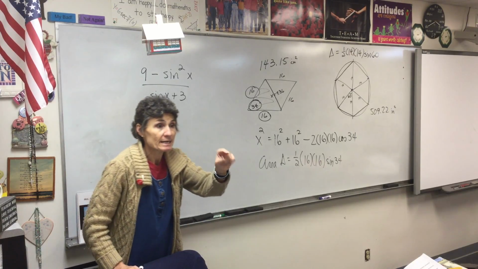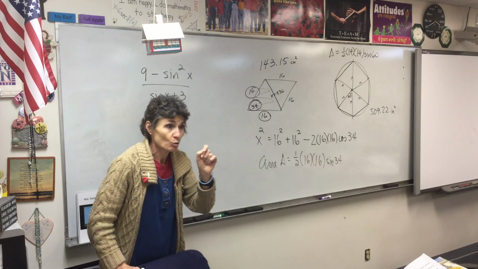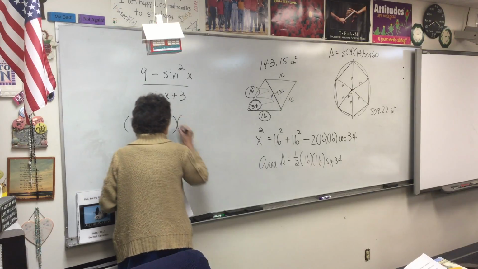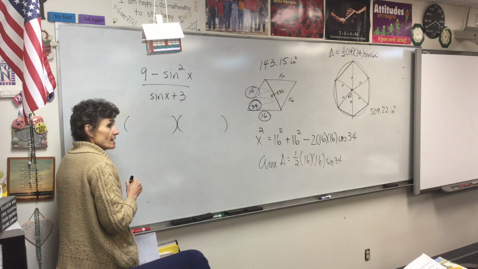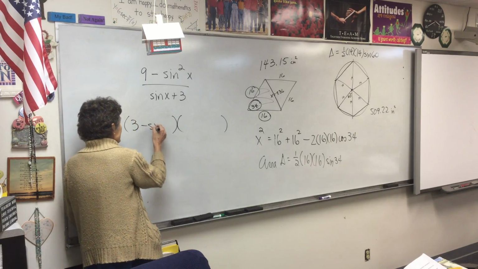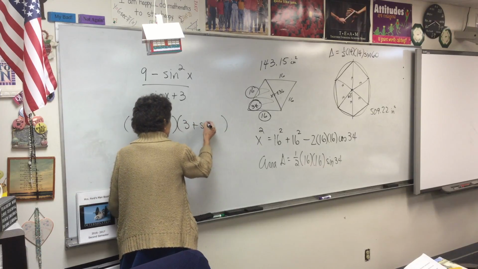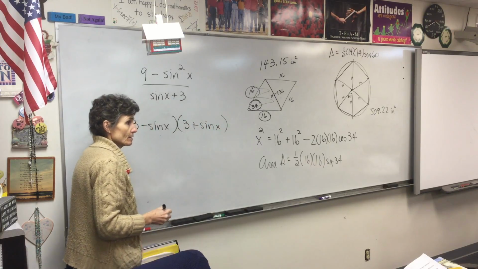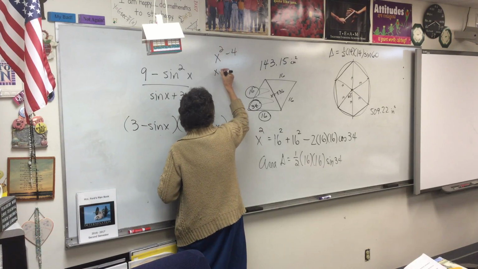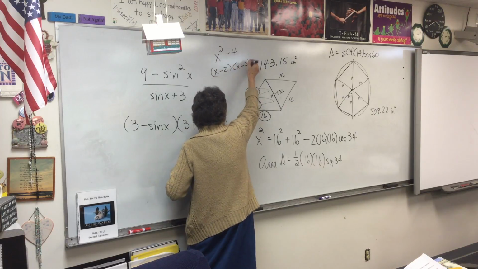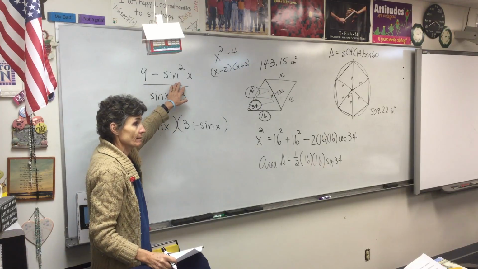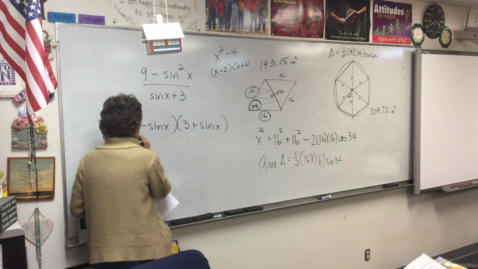Ah, very good, Emily. It's the difference of squares. This is a square and that's a square. So when we have the difference of squares, we can factor it. How does the difference of squares factor? 3 minus sine x, 3 plus sine x. Remember when you have something like x squared minus 4, it's x minus 2, x plus 2. This is exactly the same thing, only it's 3 and sine. So 3 minus sine, 3 plus sine.